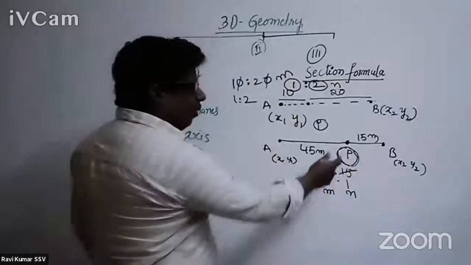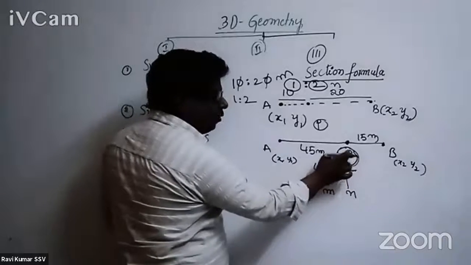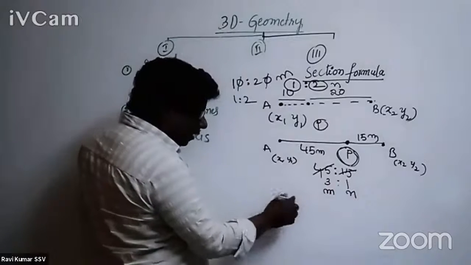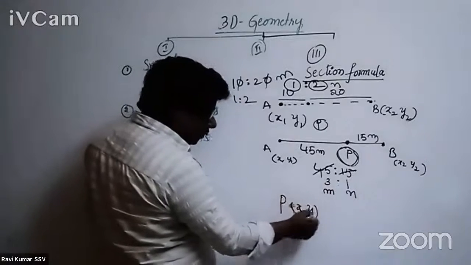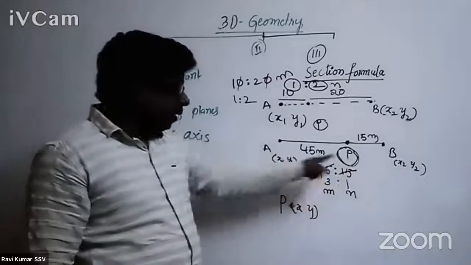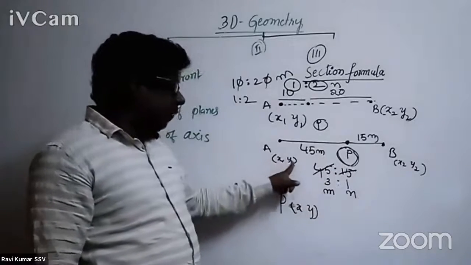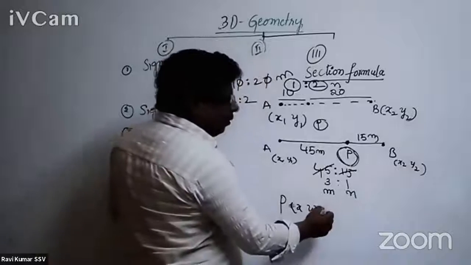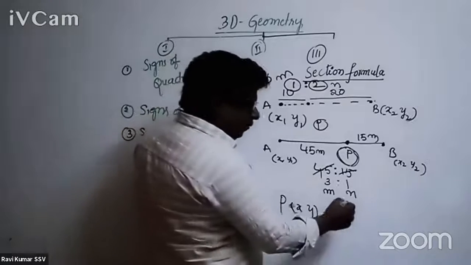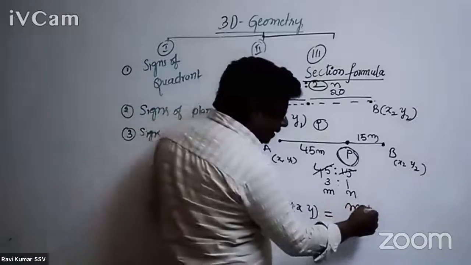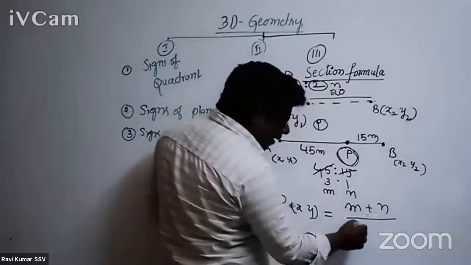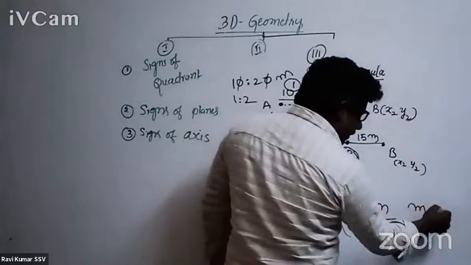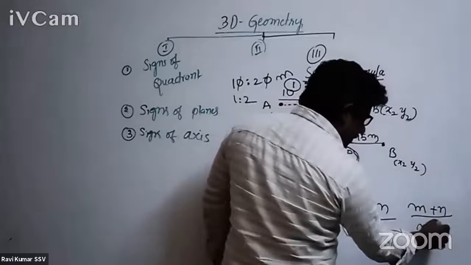Then what is the formula to find out this point? P is equal to, sometimes P is denoted by x comma y also. But this point is denoted by x1 y1, and this point is denoted by x2 y2. Then what is the formula? Easy to write. First write down m plus n. Down also write down m plus n. Here also write down m plus n. Down also m plus n.